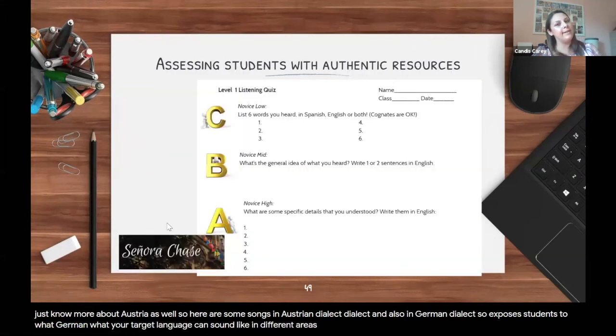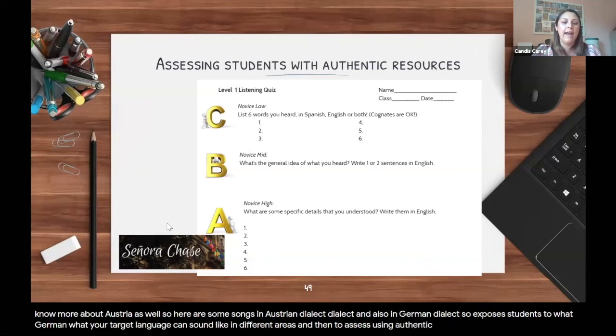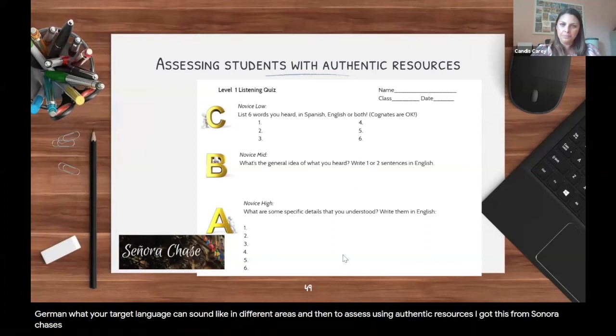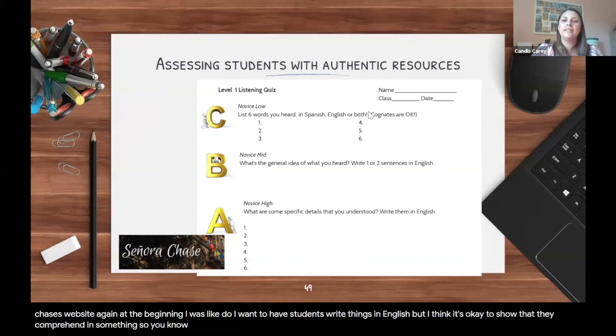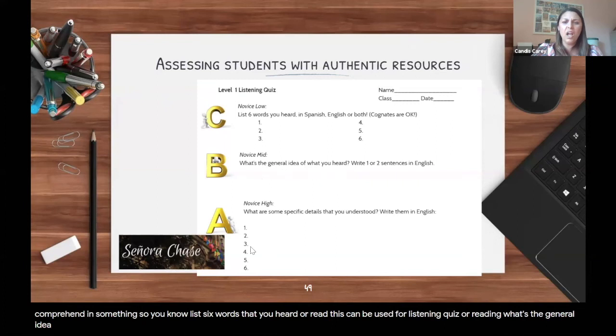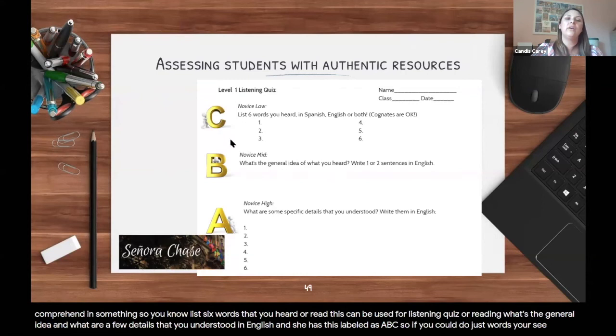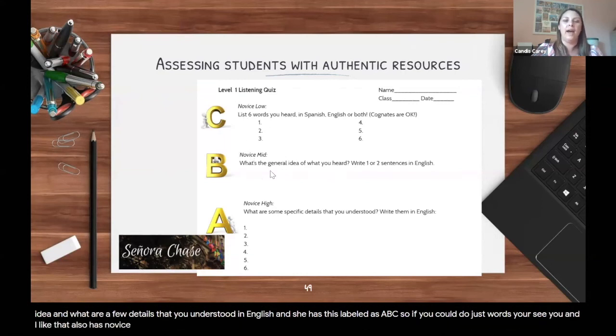And then to assess using authentic resources, I got this from Senora Chase's website. Again, at the beginning, I was like, do I want to have students write things in English? But I think it's okay to show that they comprehended something. So, list 6 words that you heard or read. This can be used for a listening quiz or reading. What's the general idea? And what are a few details that you understood in English? And she has this labeled as A, B, C. So if you could do just words, you're C. And I like that it also has novice low, novice mid, novice high.